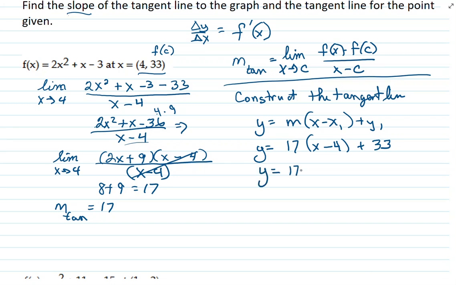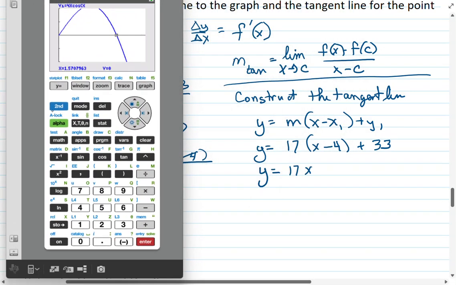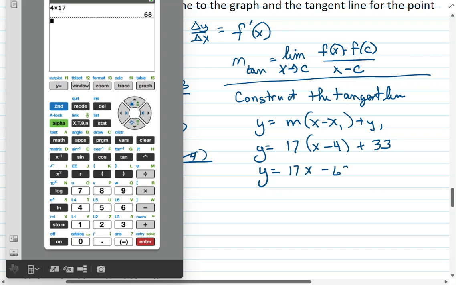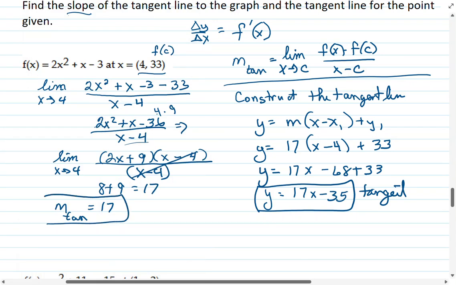Y equals 17x, and I'm going to do that 4 times the 17, and I'm going to get 68, plus the 33. So I'm going to do some simple simplification of the two numbers. I'm going to get a negative 35. And this is my tangent line, given this is my tangent slope.